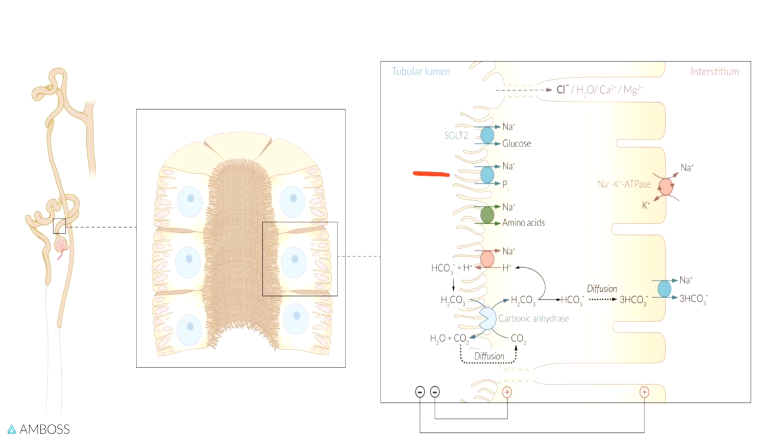Now, when this mechanism is impaired, there is a failure of bicarbonate reabsorption, leading to features of proximal renal tubular acidosis. This includes metabolic acidosis due to lack of bicarbonate in the blood and acidic urine due to intact hydrogen secretion from intercalated cells in the distal tubules.